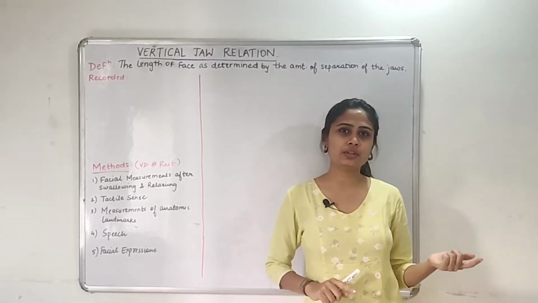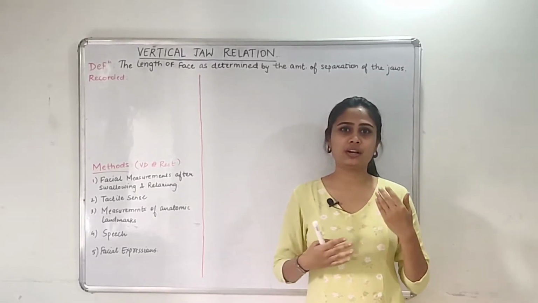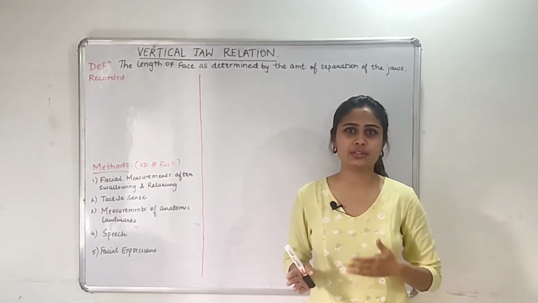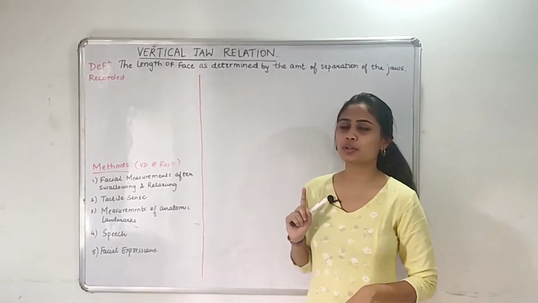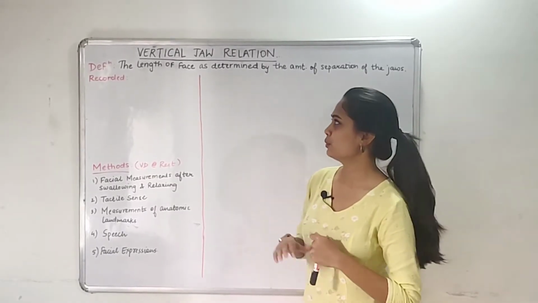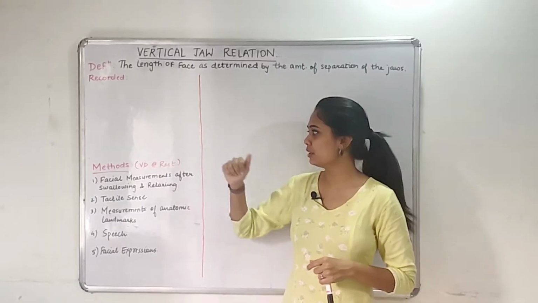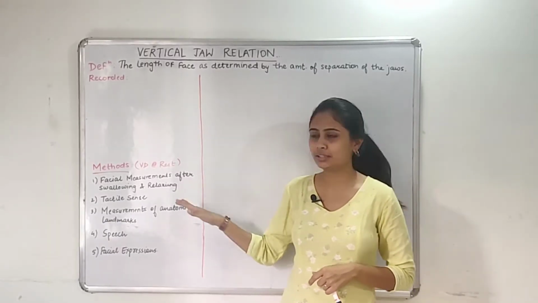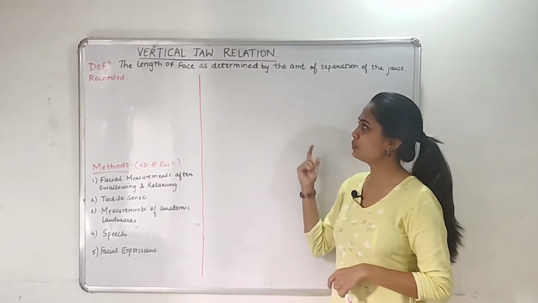So in the last video we talked about how to record the horizontal jaw relation, or the centric relation, and today we'll look at the vertical jaw relation. So let me come with the definition, then the method, how we can record, and the methods of each one. Okay, so first with the definition.